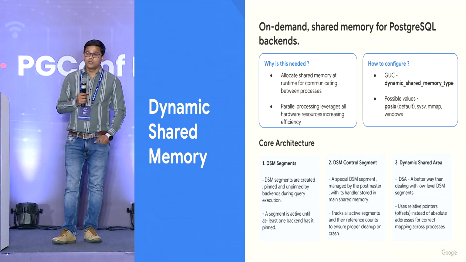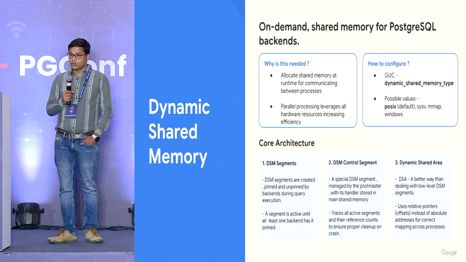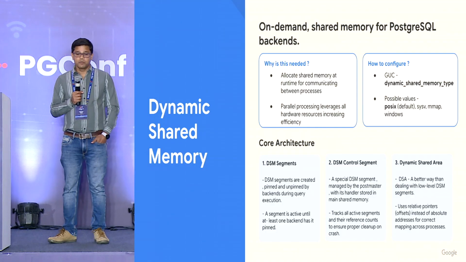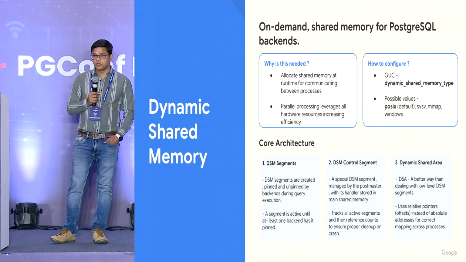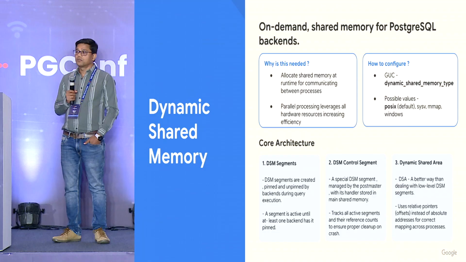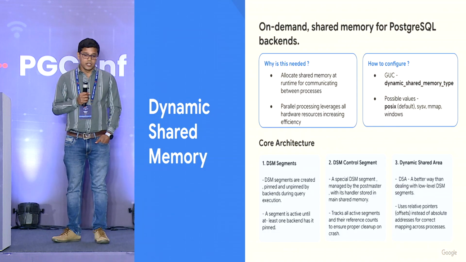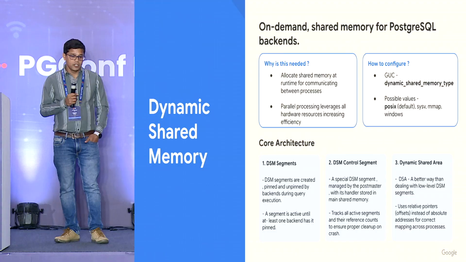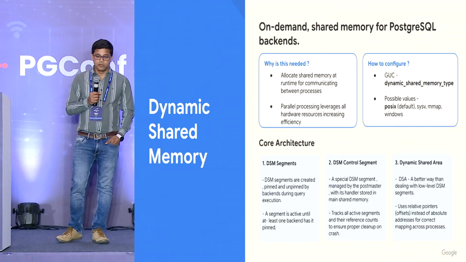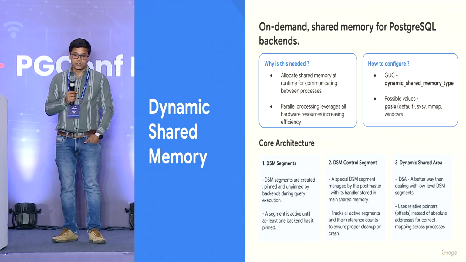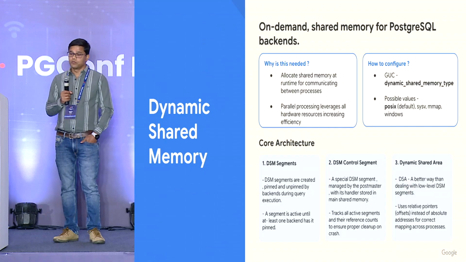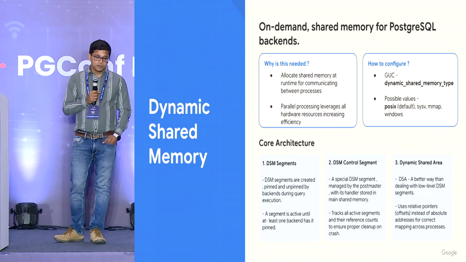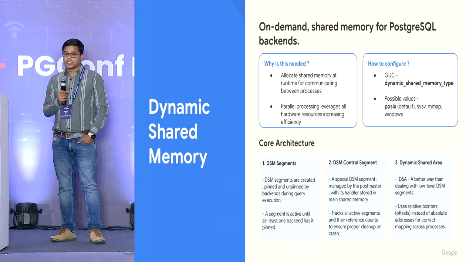Then how do we configure it? The GUC for that is dynamic_shared_memory_type. It only allows you to configure the type of the DSM. By default, it's posix, which works for most Linux operating systems. Similarly, we have other values: sysv, mmap, or windows for Windows machines. So this is how you can use DSM.